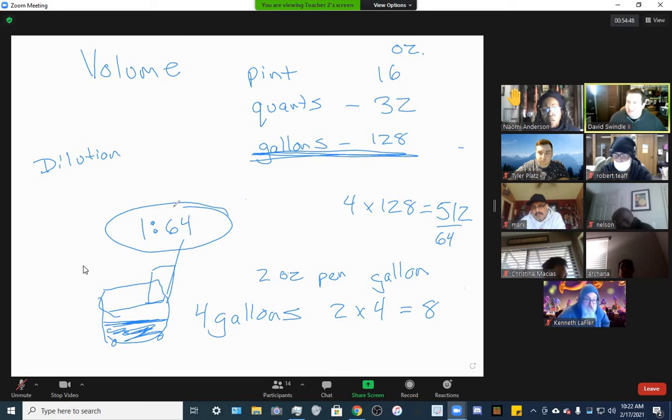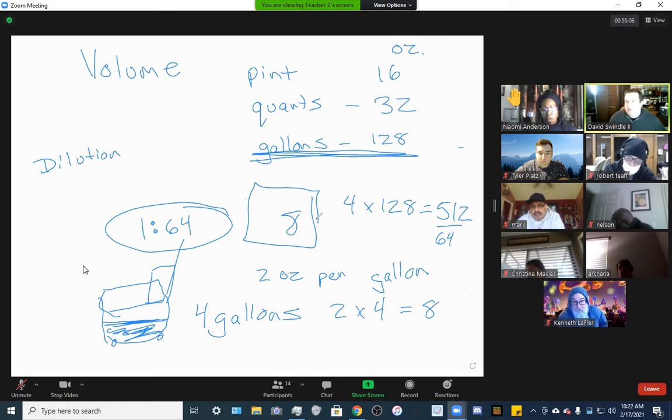512 divided by 64 is what? 8. Very good. So that math works out to be the same. So whether they say it in ounces per gallon or dilution ratio, we can still achieve the same answer. 8 ounces. That's why we need to know and understand these two dilution ratios.